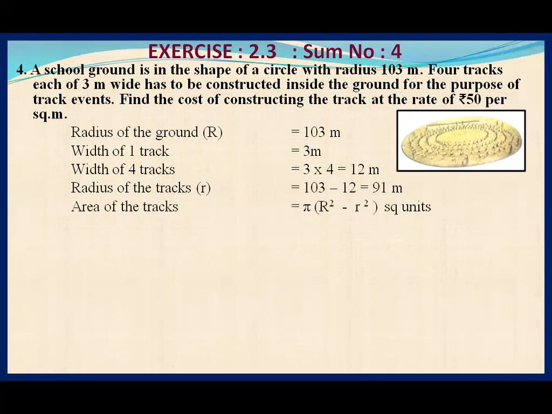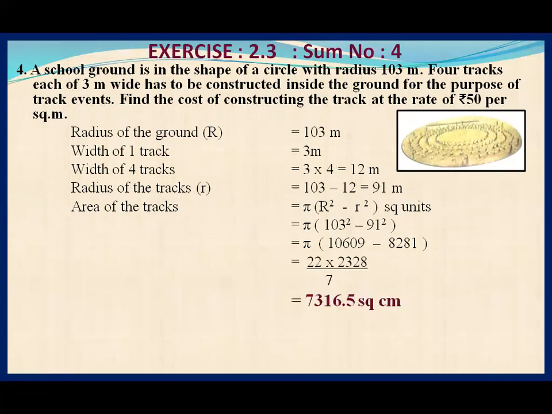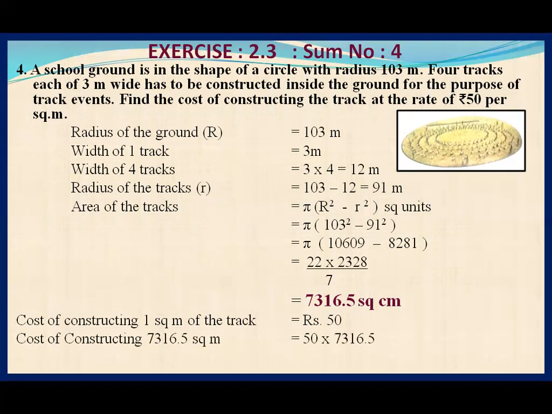So now find the area of the tracks. Only then we can find the total cost required. So area of the tracks is pi R squared minus r squared. So you get 7,316.5 square meter. Now cost of constructing the track, 1 square meter is 50. So cost of constructing the tracks for 7,316.5 square meter is 50 into 7,316.5, which is 3,65,825.